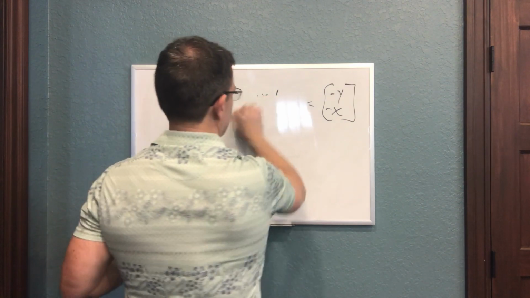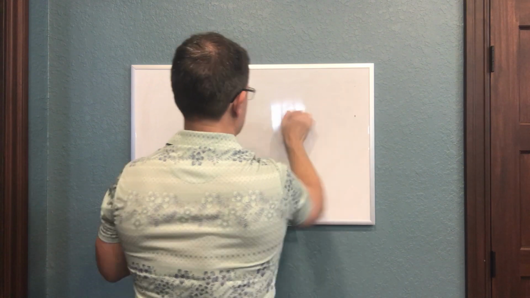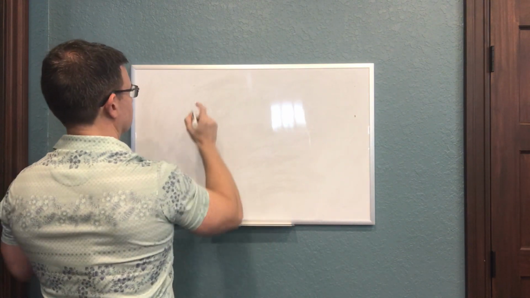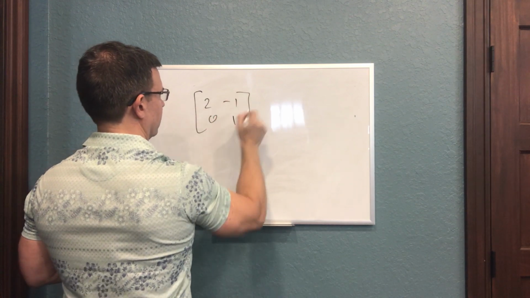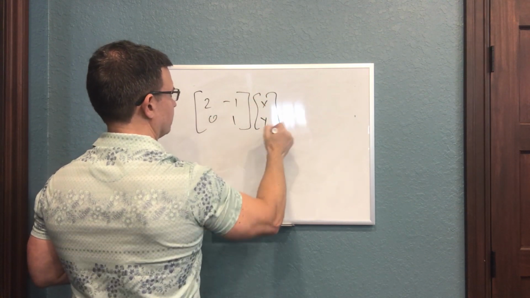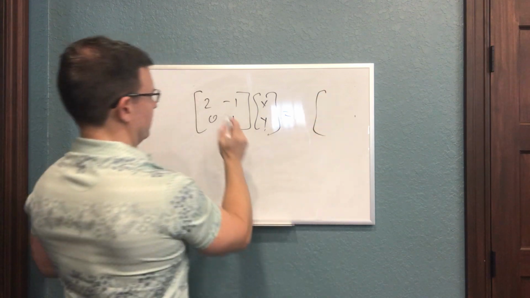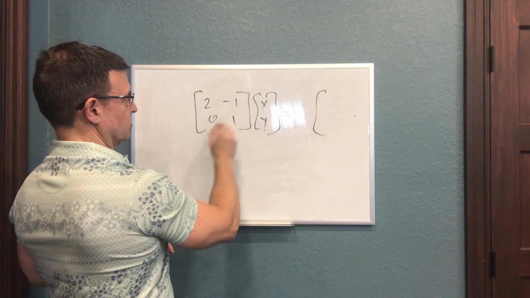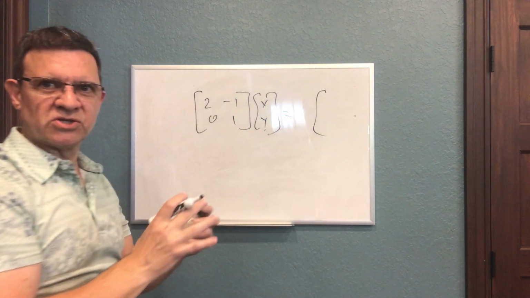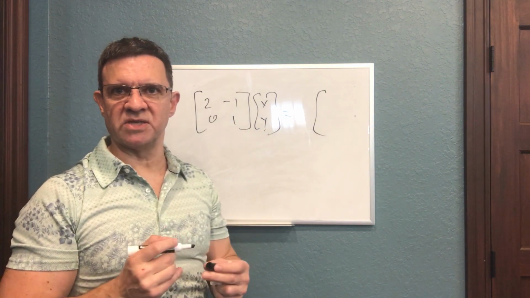if you just had something like, for example, [2, -1; 0, 1] times xy. Well, then you'd have 2x and then minus y, and then 0x and a y. That's going to start stretching the vector and rotating it at the same time.